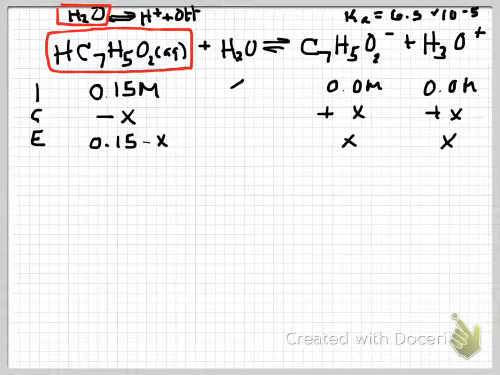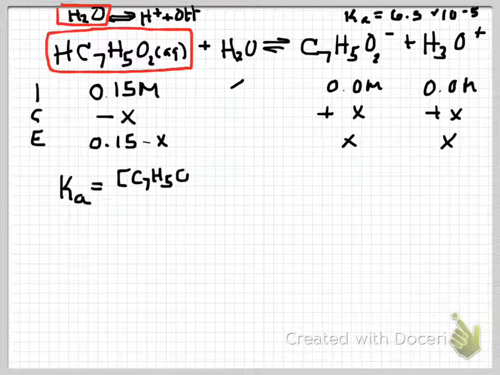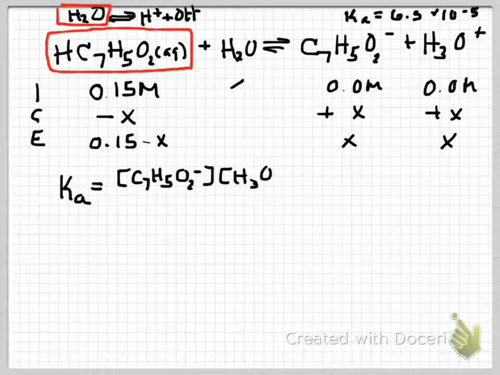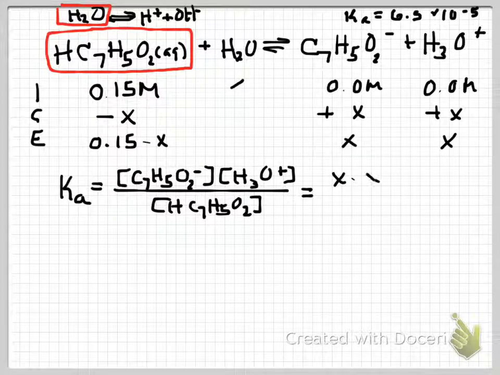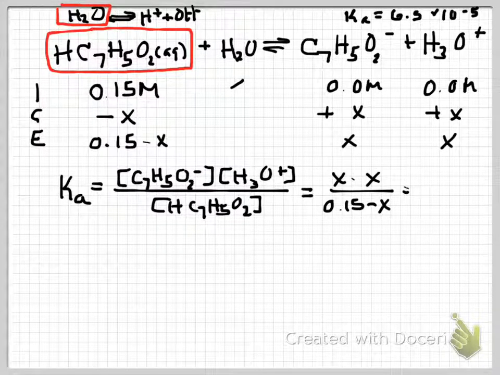We're going to put this into our Ka expression, which is going to be the concentration of our products over our reactant. That is x times x over 0.15 minus x, which equals 6.5 times 10 to the minus 5th.